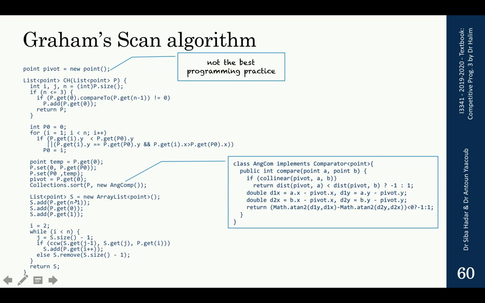Now I have all the points inside P sorted, and of course the pivot will remain at index 0 because it has the angle 0, because it is compared with itself. The angle of the pivot with the x-axis is already the smallest. So once we do this, we move to the next step, which is to create the stack.